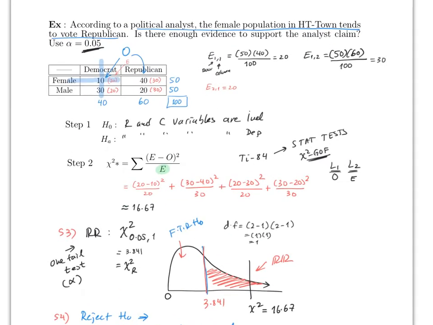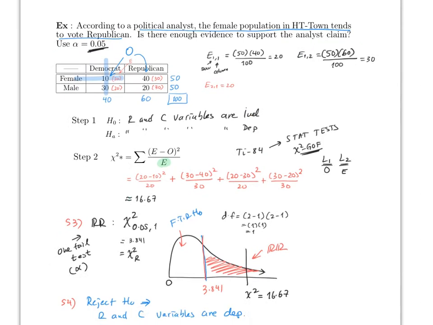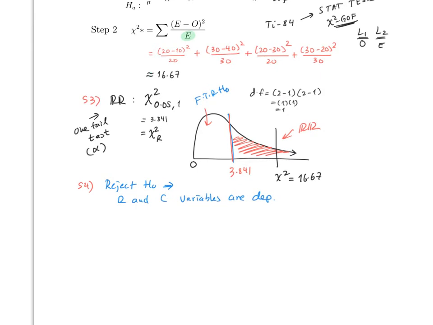Now, if you remember, that was exactly what the political analyst claimed. Let me show you again. According to a political analyst, the female population tends to vote Republican. So the analyst is claiming that female and Republican are dependent. So the analyst is claiming that these variables are dependent on this one. That's exactly what we just showed right now.